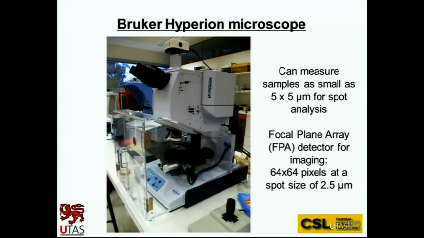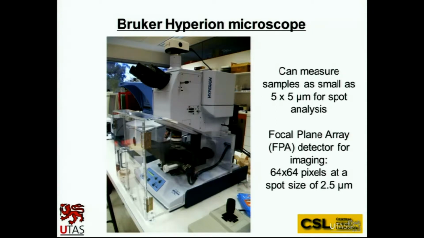We also have a microscope attached to the instrument, so we can look at really small particle sizes within a sample. If you do a spot analysis, we can go down to 5 by 5 microns. We're just about to install a focal plane array detector for the microscope, which gives us an instant image shot of 4096 pixels, and the spot size for each pixel will be about 2.5 microns. You can't really go lower with the spatial resolution, purely because there's a diffraction limitation with the light. So it's simple physics that you can't go lower in spot size. This is really the limit you can go to with infrared spectroscopy.